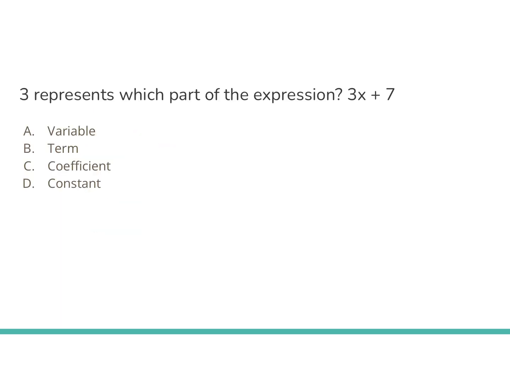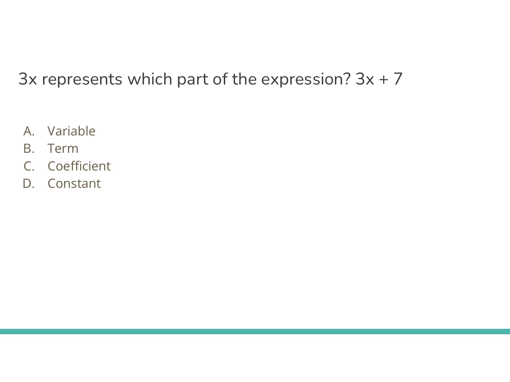3 represents which part of the expression? So if I have 3x plus 7, the 3 here, what is that term? We call that the coefficient. So you should have chosen C.